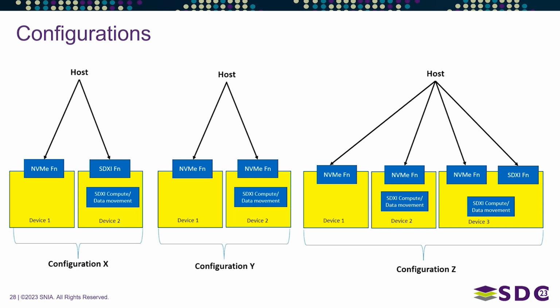All right, and then configuration Z, we've put it all together into a very large configuration where we've got device 1, which is just a traditional NVMe interface drive that we'd be familiar with. We've got device 2, which is an NVMe interface device with SDXI, and then we've got device 3, which has both an NVMe interface and an SDXI interface. And of course, again, the host would know that and would be able to issue those commands or operations as appropriate to the appropriate interface and the appropriate device for data movement or compute.